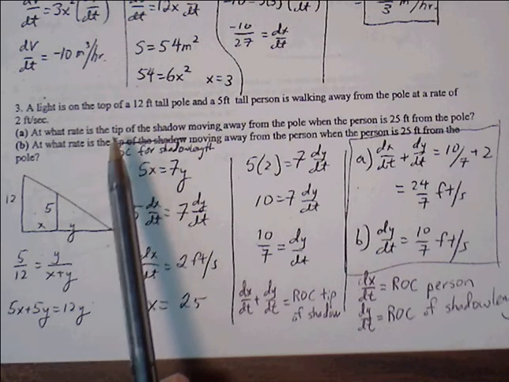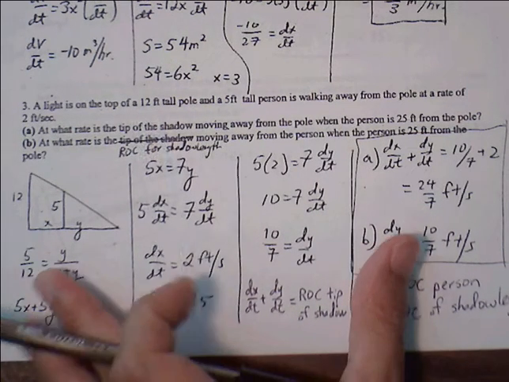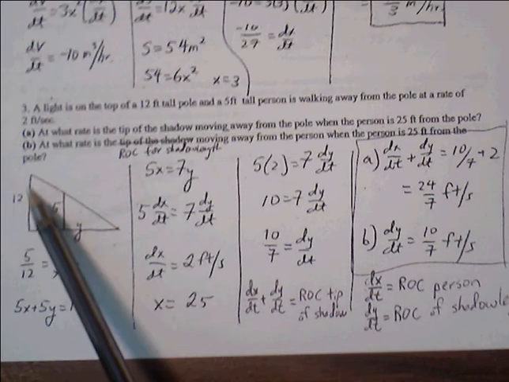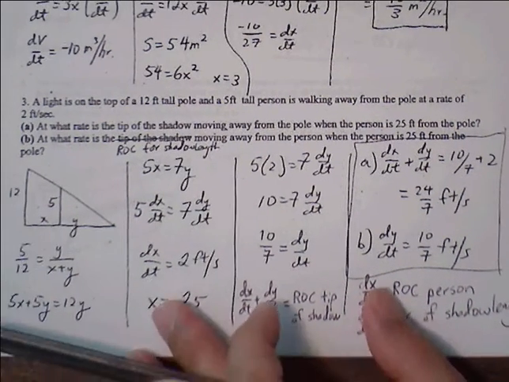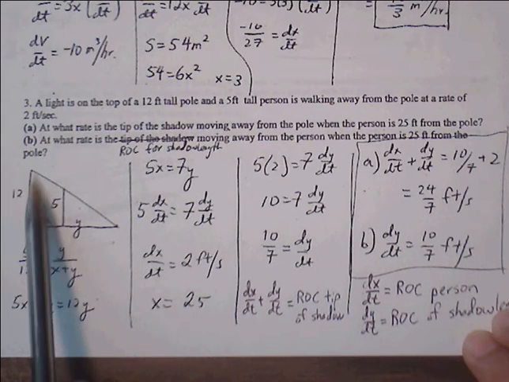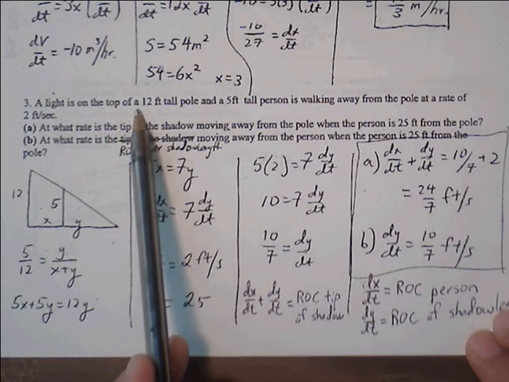We're going to set up, I'll read the problem, and then we're going to set up the diagram. A light on the top of a 12-foot pole. So for all these shadow problems, we're going to draw a right triangle within another right triangle. So, light on the top of a 12-foot pole.